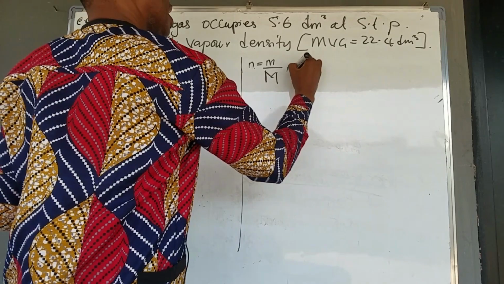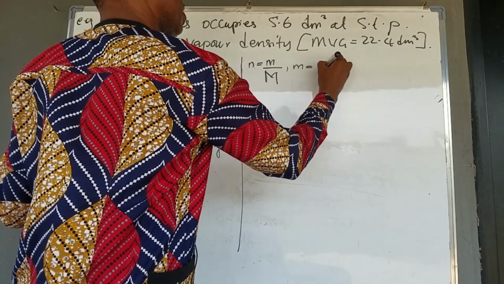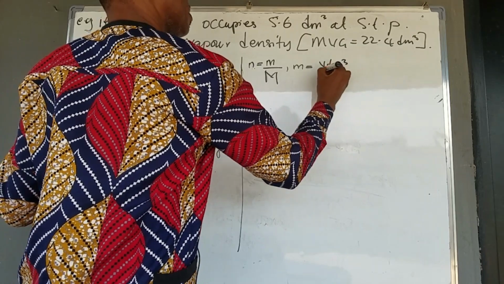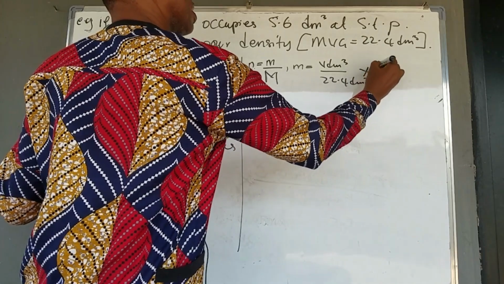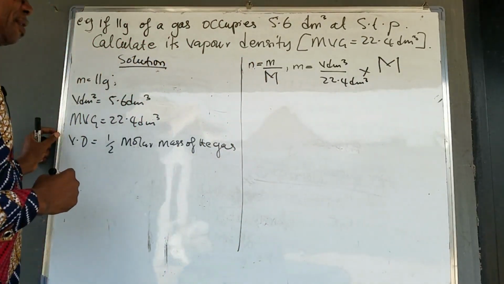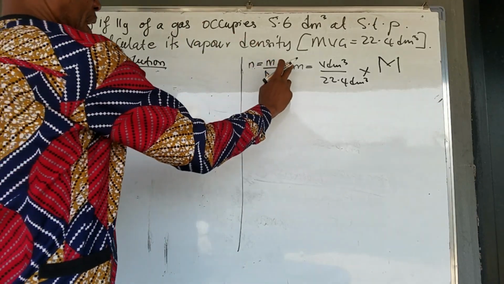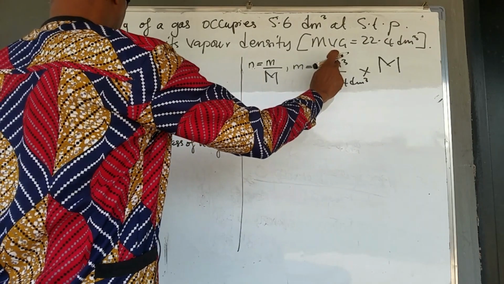I know that n is also equal to V, 5.6 dm³, all over 22.4 dm³, times the big M. I know that very well. But I have this. I have this.